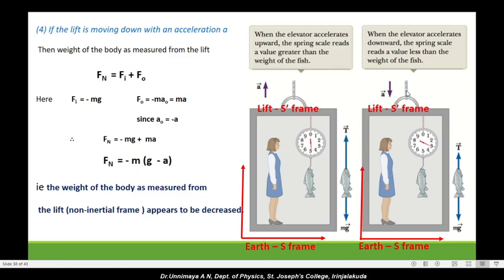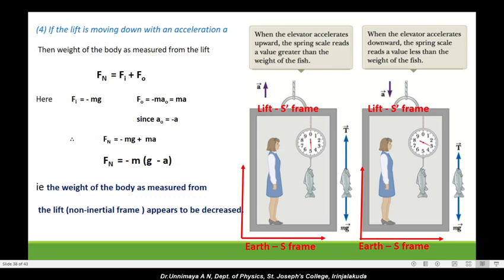ലിഫ്റ്റ് ആക്സിലറേറ്റ് ചെയ്യുന്ന ഏത് ഡയറക്ഷനിലാണ്? താഴേക്കാണ്, ഡൗൺവേർഡ് ഡയറക്ഷനിലാണ്. ലിഫ്റ്റ് താഴേക്ക് ആക്സിലറേറ്റ് ചെയ്ത് വരികയാണ്. Again, the weight of the body as measured from the lift Fn is equal to Fi plus Fo. Here also Fi is -mg. ഇനേർഷ്യൽ ഫ്രെയിമിൽ മെഷർ ചെയ്യുന്ന ഫോഴ്സിന് ഒരു ചേഞ്ചും വരില്ല, അത് ഇനേർഷ്യൽ ഫ്രെയിമിലെ ഫോഴ്സ് ആണ്. So that is the same. Fi is equal to -mg itself, but Fo becomes equal to -m into a0. ഇവിടെ ആക്സിലറേറ്റ് ചെയ്യുന്ന എങ്ങോട്ടാണ്? ഡൗൺവേർഡ് ഡയറക്ഷനിലാണ്. So the sign of the acceleration is taken as negative.